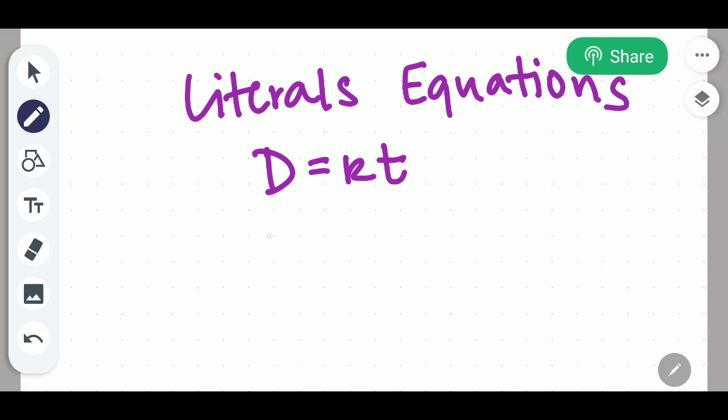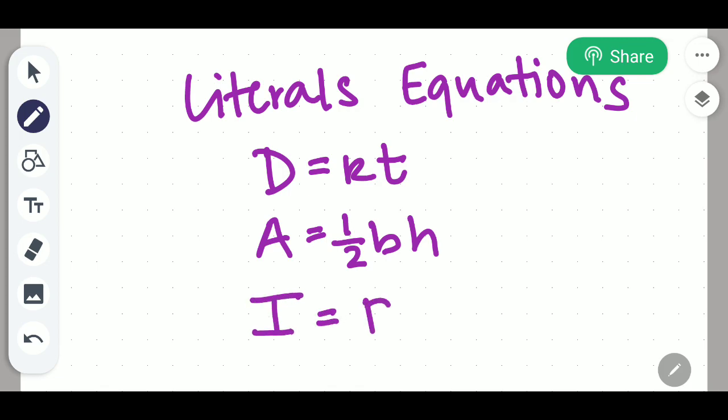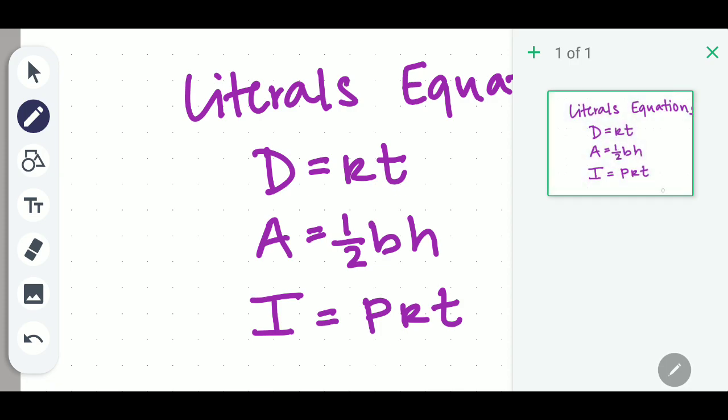You also learned in the past that the area of a triangle, area, equals 1/2 base times the height. That's showing the relationship between the area, the base, and the height. So that's 3 variables and 3 variables. Okay? Another one that you've learned is simple interest. Interest equals principal times rate times time. That also is showing a relationship between 4 different variables. Okay? So let's look at some individual examples here.